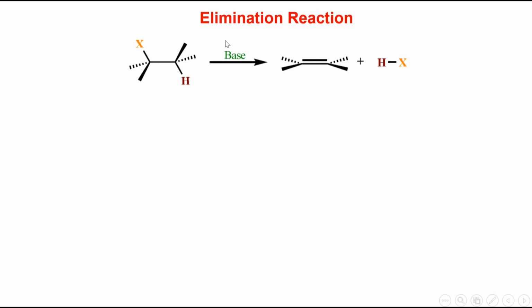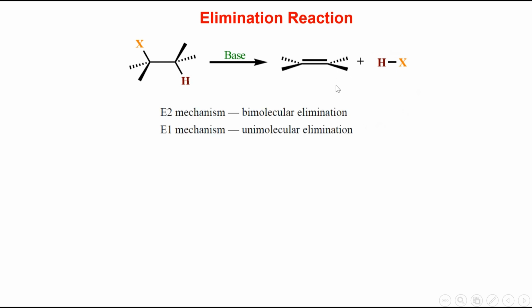The elimination which the alkyl halides undergo is called beta elimination. When I treat an alkyl halide with a strong base, it gives an alkene. Hydrogen from the beta carbon and halogen from the alpha carbon move away as hydrogen halide, and it creates an alkene. This is called beta elimination reaction.